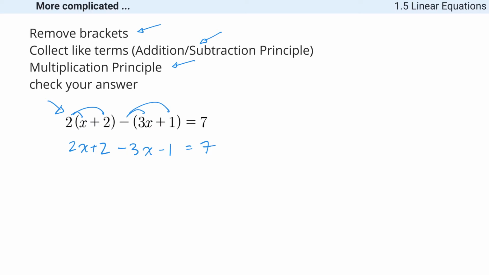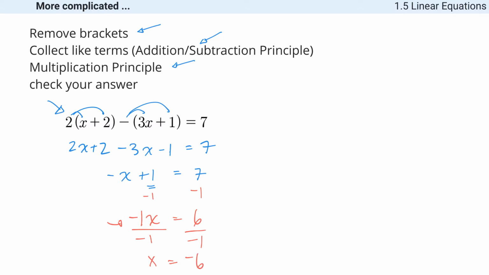Okay, now I'll collect like terms. 2x minus 3x is a minus x, and 2 take away 1 is a positive 1, is equal to 7. Again, I'm wanting to get x by itself, so let's get rid of this plus 1 here. I'll subtract 1 on this side and subtract 1 on that side. That'll leave me with a minus x is equal to 6, but I don't want a minus x, I just want a plain x. So to get rid of that minus, or you could call it a minus 1 out front, I'll divide both sides by a minus 1. Minuses cancel, so 6 divided by negative 1 is a negative 6.